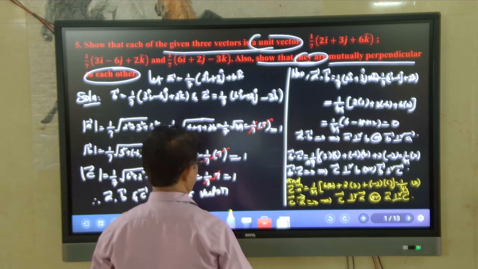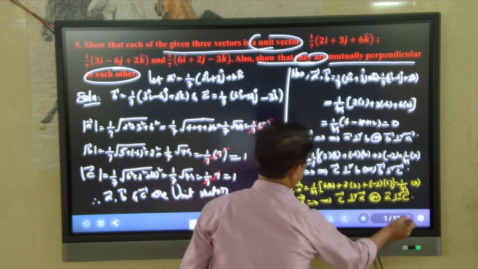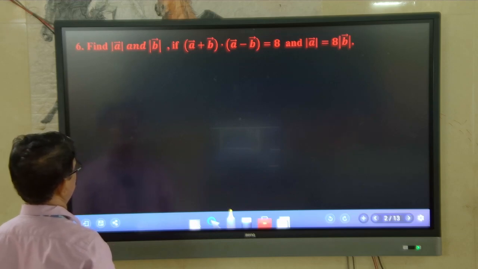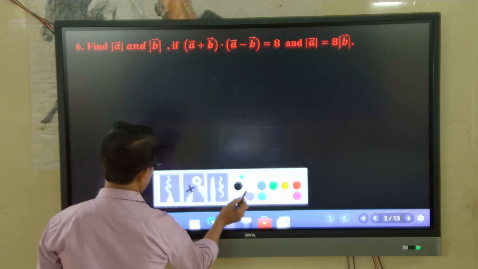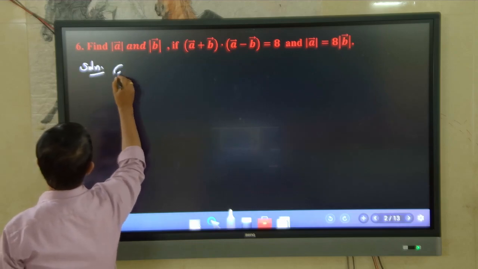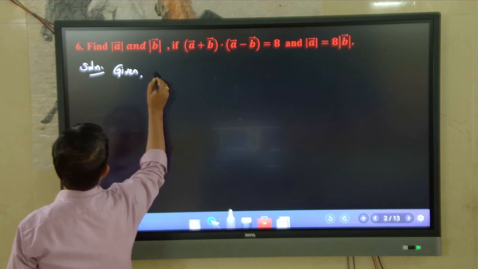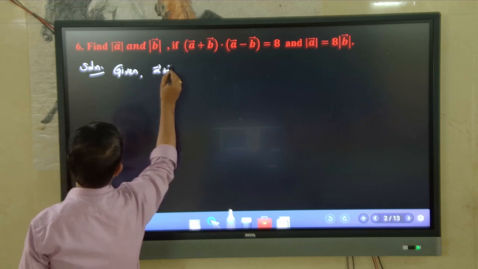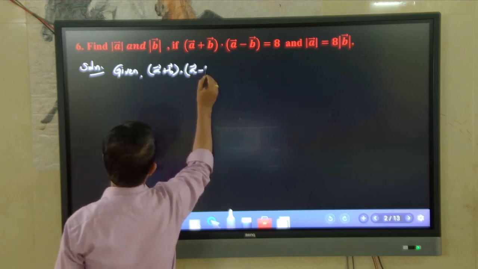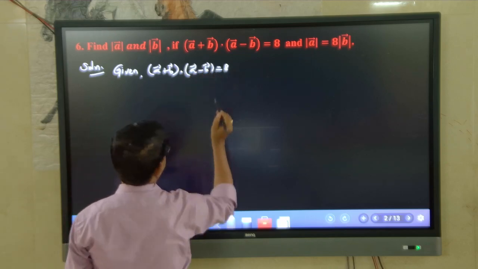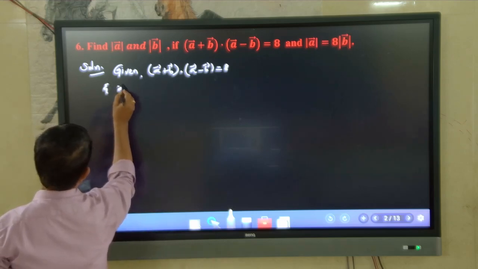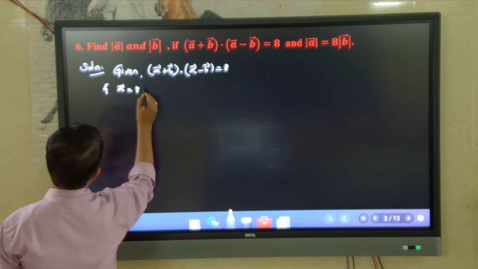Question number 6. Find the modulus of A and modulus of B. Correct? Now listen. What is given first? Solution. Given: A vector plus B vector dot A vector minus B vector equal to 8, and A vector equal to 8 into B vector.